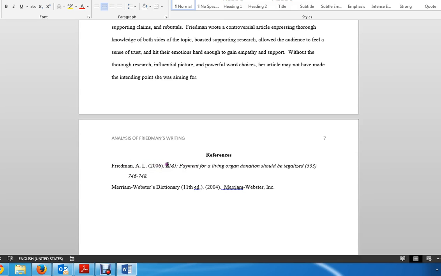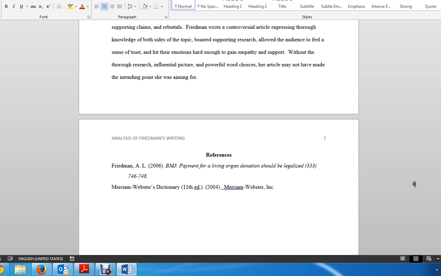That's correct. But next you would have the title of her article, which would just be Payment for Living Organ Donation Should Be Legalized. I don't believe there's an A in there. And that should not be italicized. And then there should be a period. Then the British Medical Journal 333, which is italicized. The page numbers are not. And then you need to include the DOI. So you need to go back and go through your APA manual and correct this.